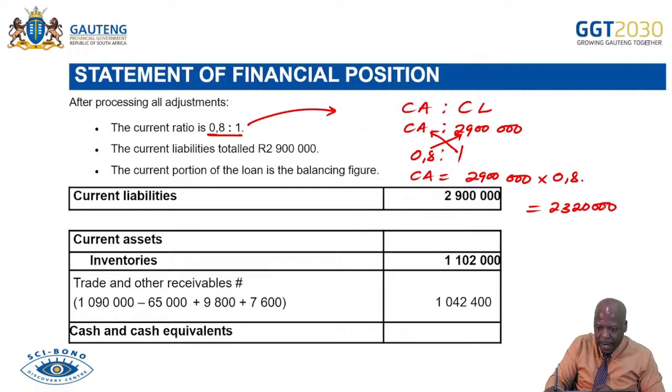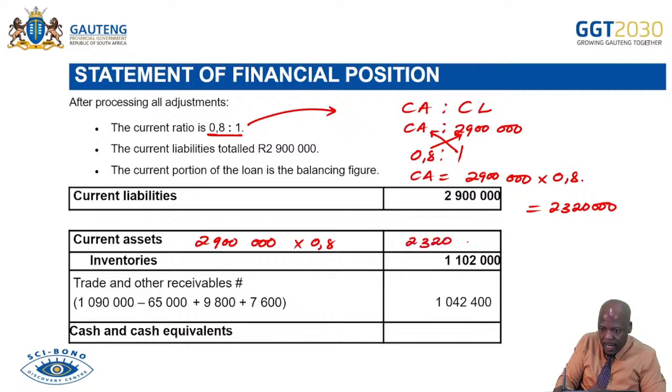All right. So I'll come here now on my current assets. I need to show that this is how I got my current assets. I'll say your 2.9 million on the current assets, multiplied by 0.8, and it will give me 2,320,000.